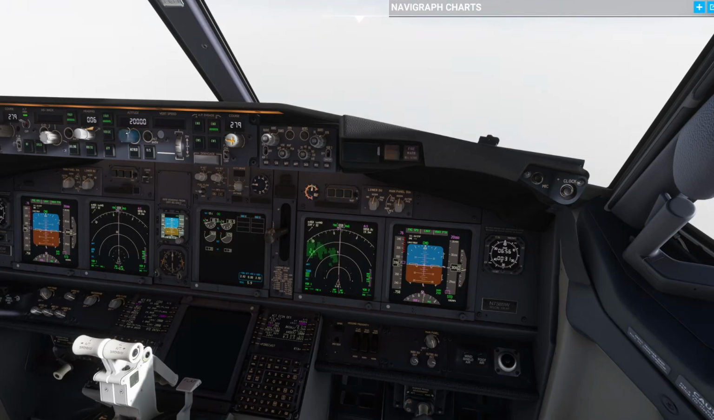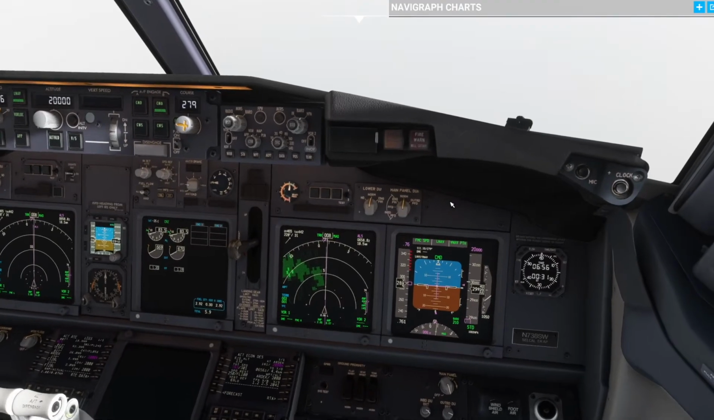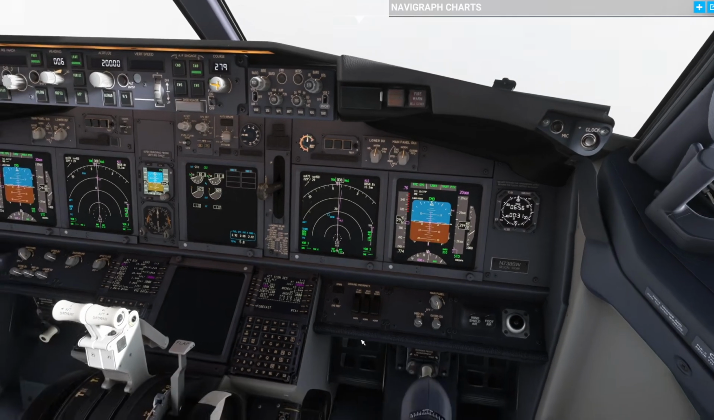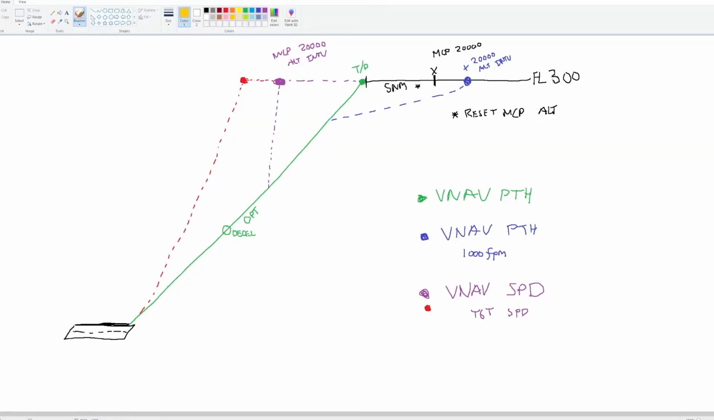So I selected a lower altitude, I pressed speed intervene, and now let's see what VNAV will do. VNAV will now pitch for a 1,000 feet per minute descent, and you can see that we're deviating from our original path here. And we can see on our FMC here that we're deviating quite a lot. Actually, we are deviating 550 feet.